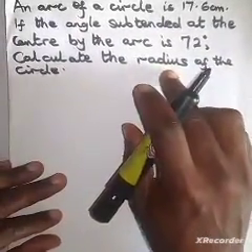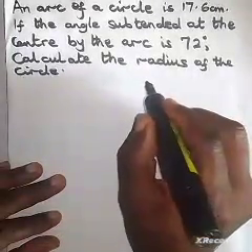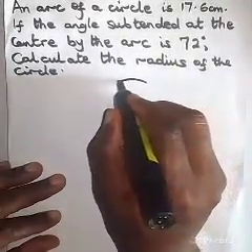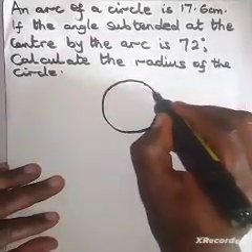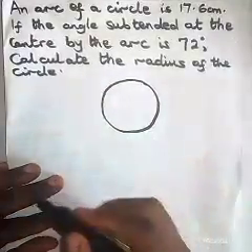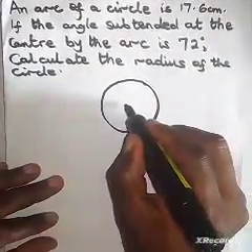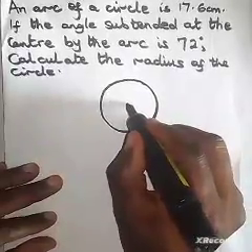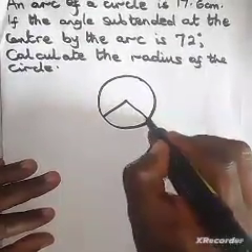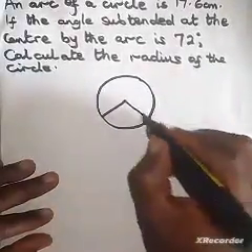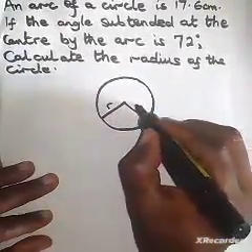To calculate the radius of the circle, we need to sketch the circle first. So we sketch a circle. This is how a circle is going to look like. This is our center. So we join it here. From here to here makes a radius. We don't know our radius.